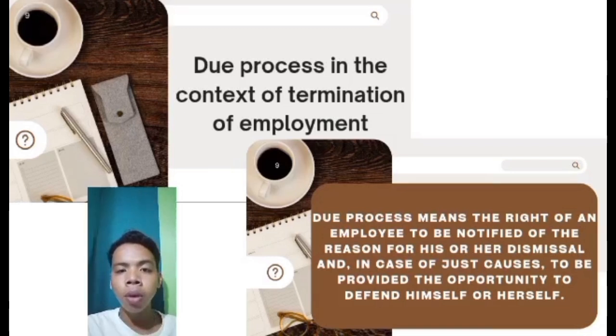Second is procedural due process. This means the employer must follow specific steps to ensure fairness. First, the employee must be given a written notice explaining the reason for dismissal and allowing them to respond. Second, a hearing, where the employee has the right to present their side of the story and challenge the employer's evidence. Third, a written notice of termination: after the hearing, the employer must issue a final written notice stating the decision.